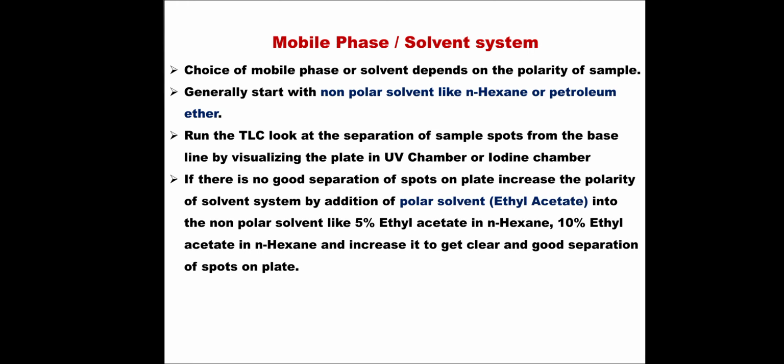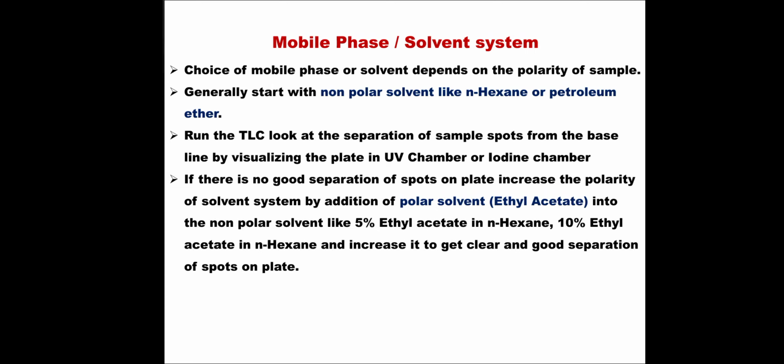So how do we increase that? You can add some polar solvent like ethyl acetate into the non-polar solvent. So we prepare a 5% ethyl acetate solution in n-hexane, or a 10% ethyl acetate solution in n-hexane. You have to run your TLC in 5% ethyl acetate in n-hexane. If you get separation of spots from the baseline as well as from one another, then we say it is the solvent system for this particular separation.